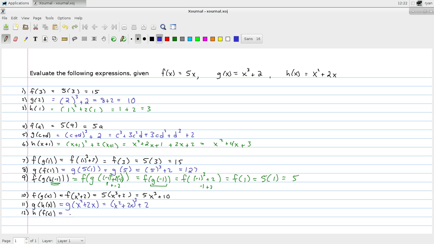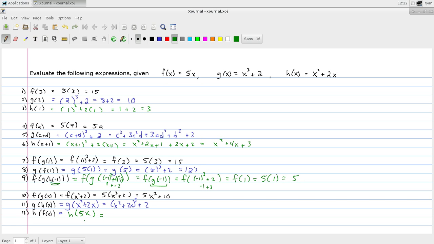Okay, then finally, h of f of x. We're going to leave the outside function as it is, so we'll leave this as h of. Now we replace f of x with the definition we were given for f of x, which in this case was 5x. So this becomes h of 5x.